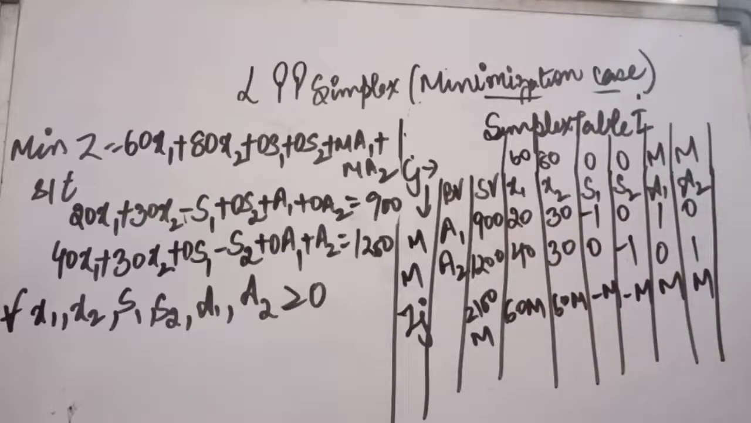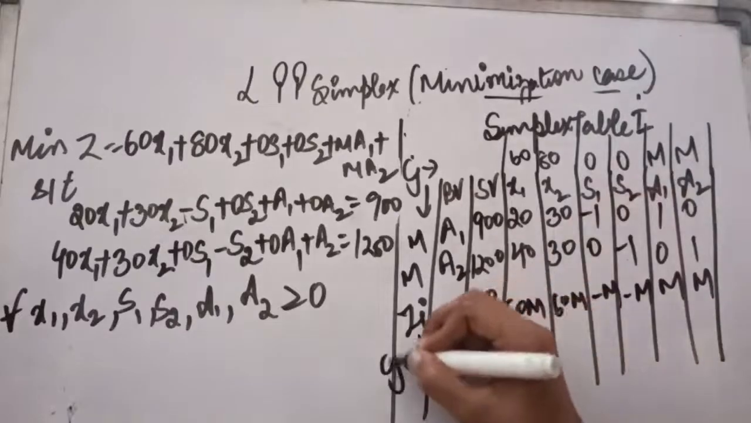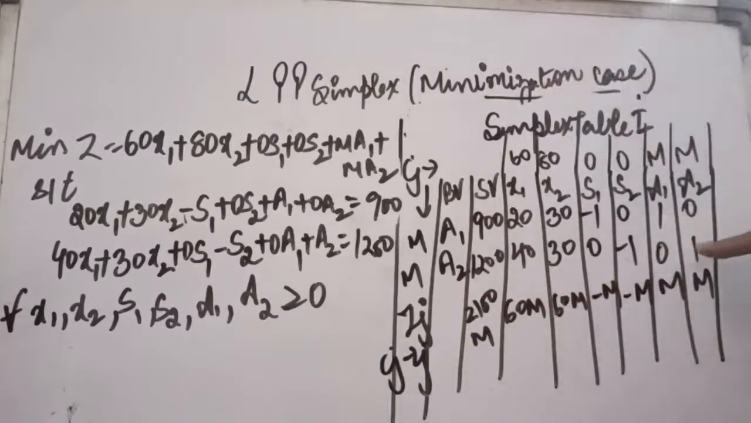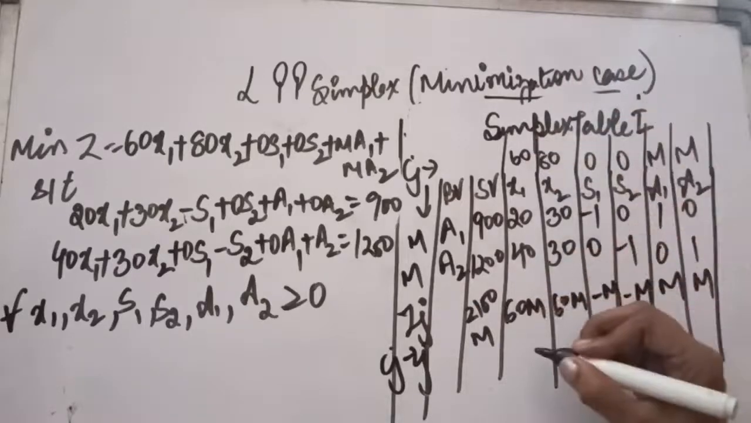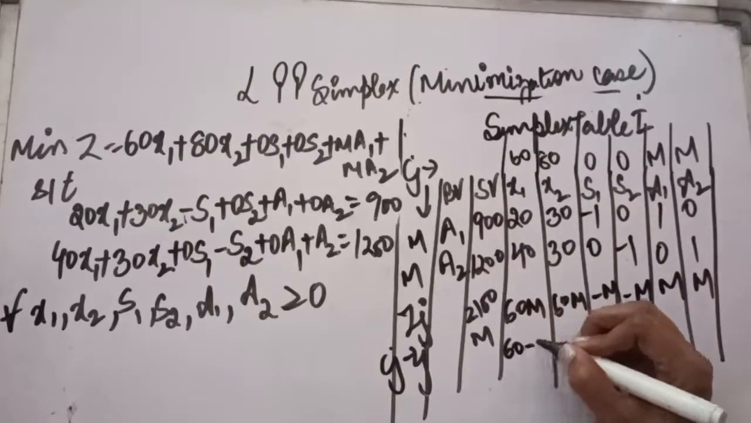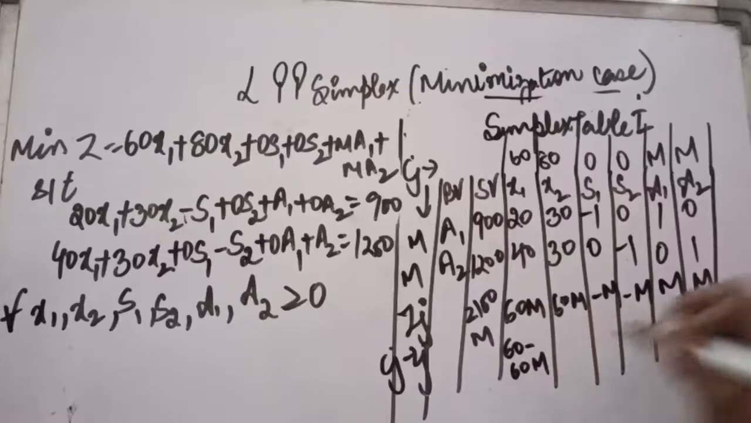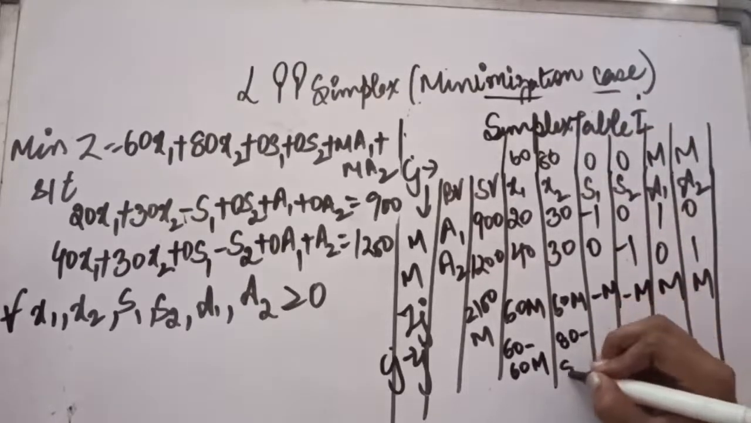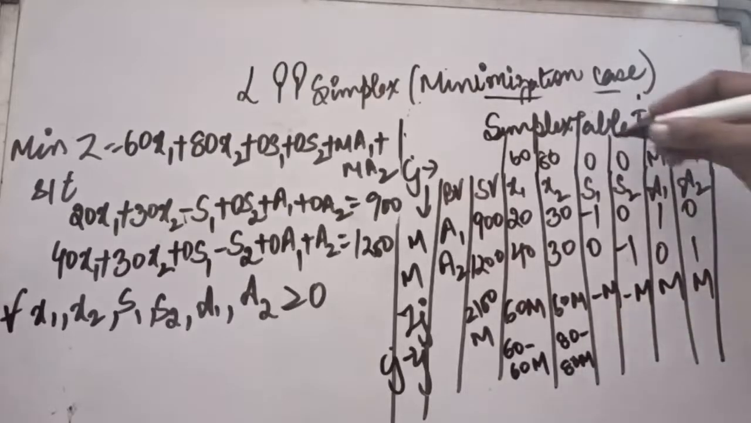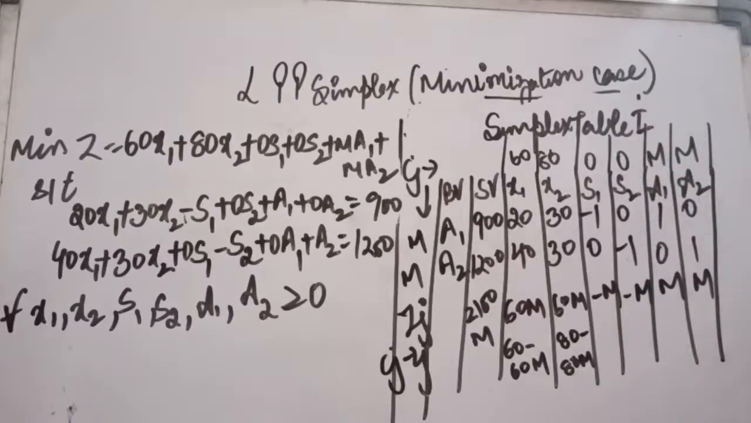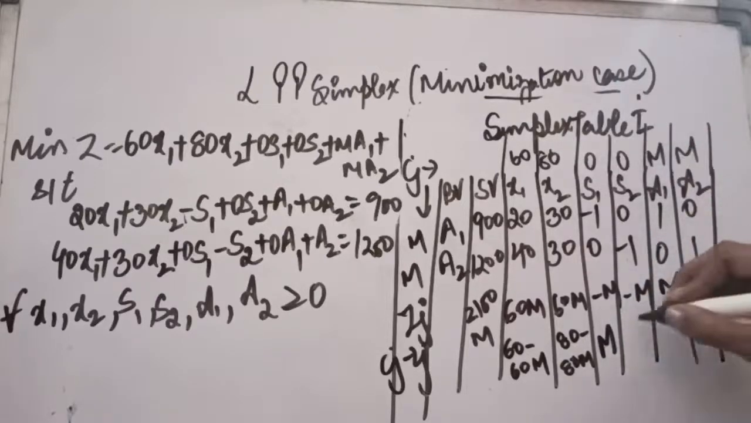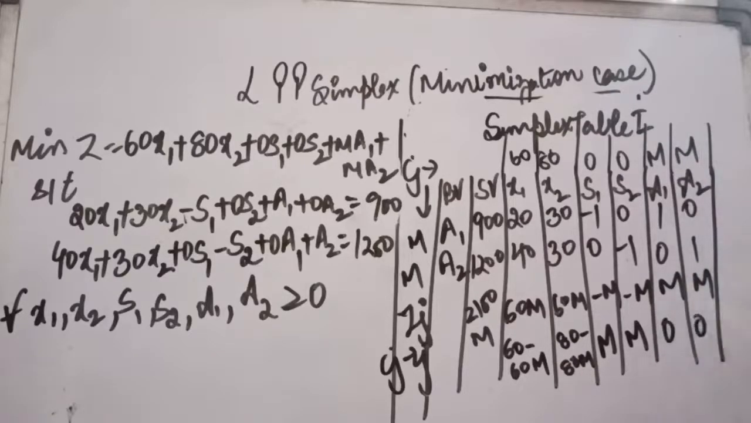Next row will be the Cj minus Zj row. Cj is above, Zj is here. So 60 minus 60M. We cannot solve it, so we will simply write 60 minus 60M. Next will be 80 minus 60M. Next is 0 minus minus M, so this will become positive M. 0 minus minus M, positive M. M minus M, 0. M minus M, 0.